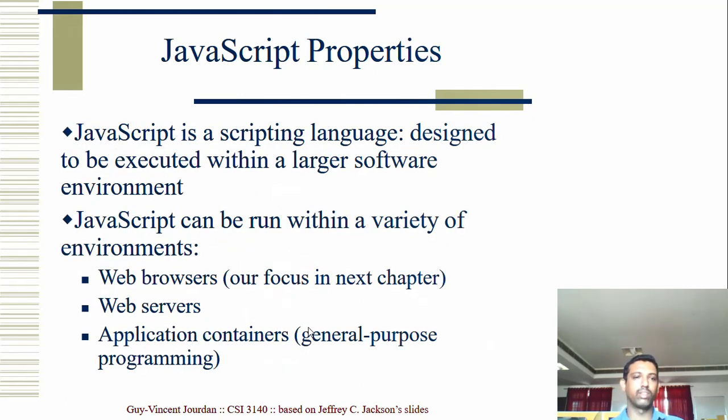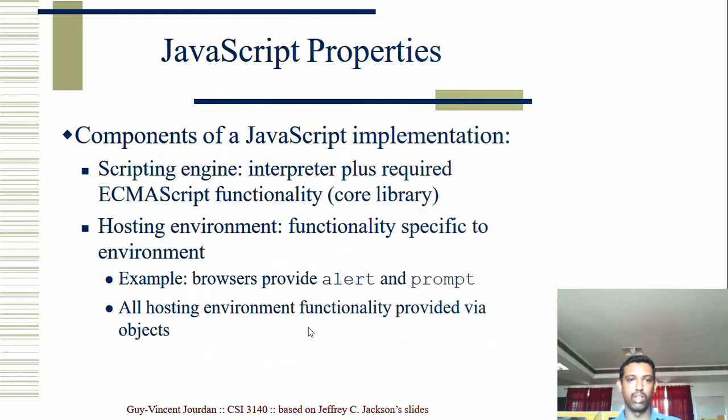The JavaScript language is designed to be executed within a larger software environment, and runs within a variety of environments like a web browser, which we will focus on in the next chapter. Then web server, then application container, which means a general purpose programming language. Then the components of the JavaScript implementation: first, the script engine. This is the core engine to execute the JavaScript code.